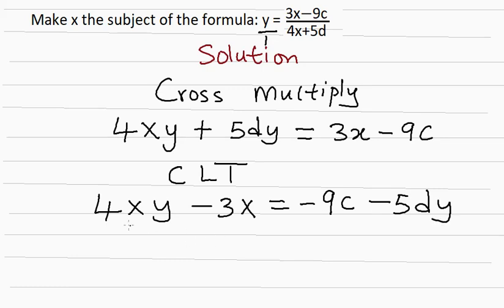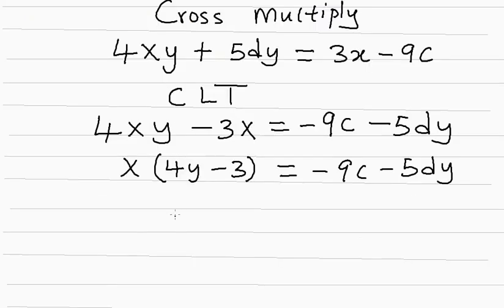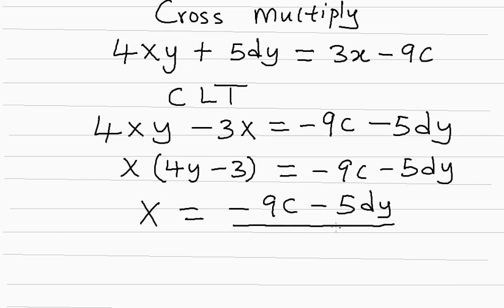All right, so now how do I take out x? x is a common factor for these two expressions. Since I want to make it the subject, I have to take it out as a common factor. So inside the bracket, I'm going to have 4y and of course minus 3, is equal to minus 9c minus 5dy. At this point, you know very well that x now is going to be equal to minus 9c minus 5dy, then all divided by 4y minus 3.